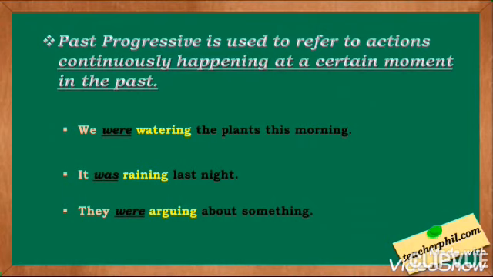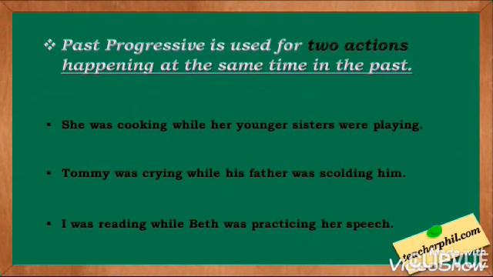Here, the verb in the first example is were watering, the second one was raining, the third one were arguing. So the form is was or were plus verb plus ing. This is the form of the past continuous. The past continuous is also used for two actions that were happening at the same time in the past.